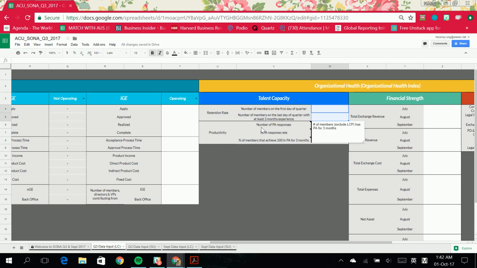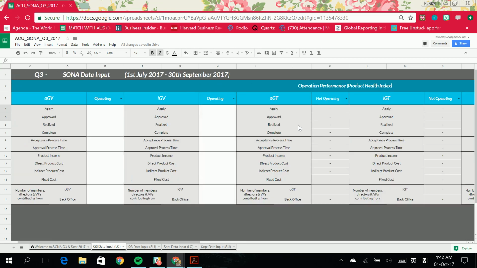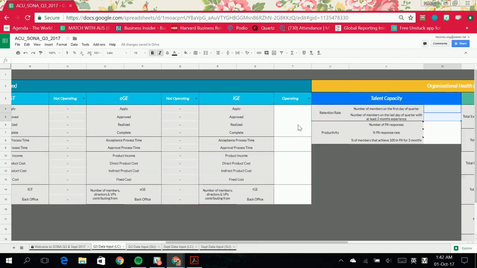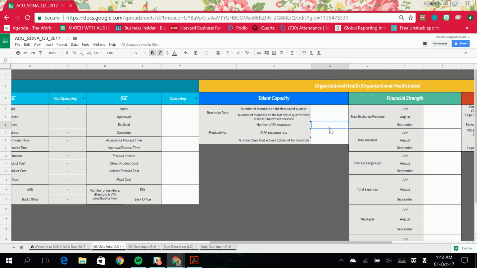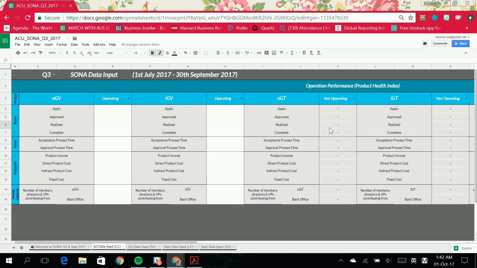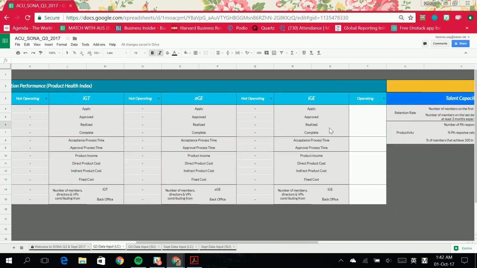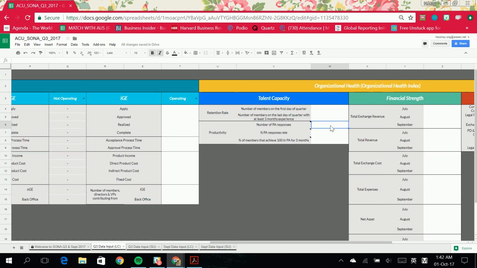For productivity, you need to fill in the number of members that have PA for 3 months. 3 months means that if the member has PA in July, August and September, then it's counted as 1. If the member only has PA filled in for July and August, but not September, then it's not counted. If you have a member that filled in during July only, but not in August and September, it's not counted as well. So you only count the number of members whose PA responses were filled in consecutively for 3 months.